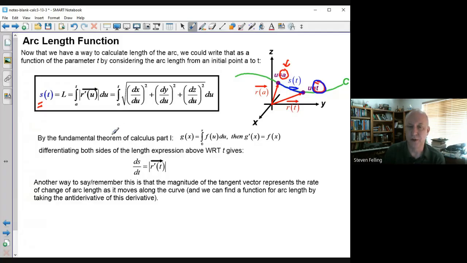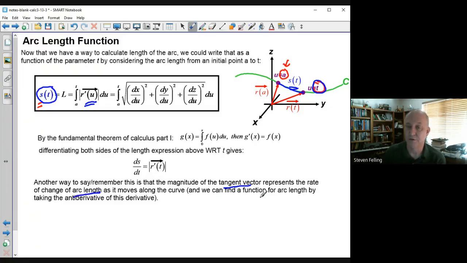All right, so by the fundamental theorem of calculus, we know that whenever you have something that's from a constant to an x, especially 0 to an x, then the derivative of this side is equal to this function. And so if we were to take the derivative of both sides of this expression, that means the derivative of the arc length function would be just equal to the magnitude of the tangent vector. Another way to remember what's going on is you can just say this: the magnitude of the tangent vector represents the rate of change of the arc length as we move along the curve.